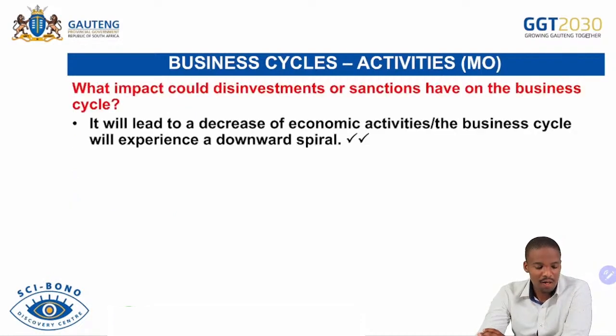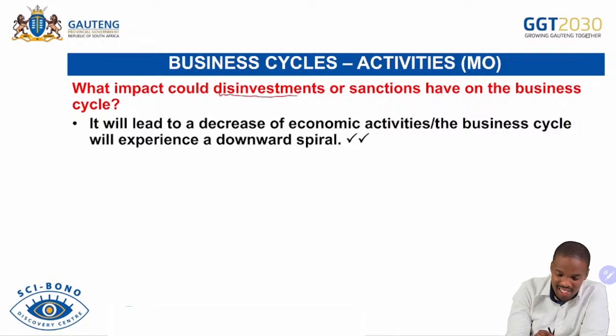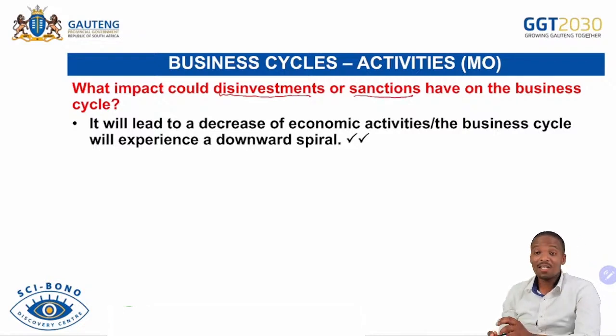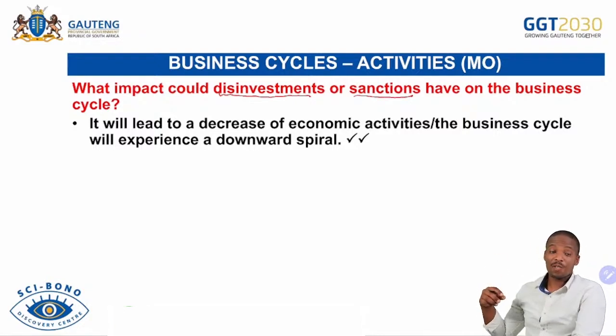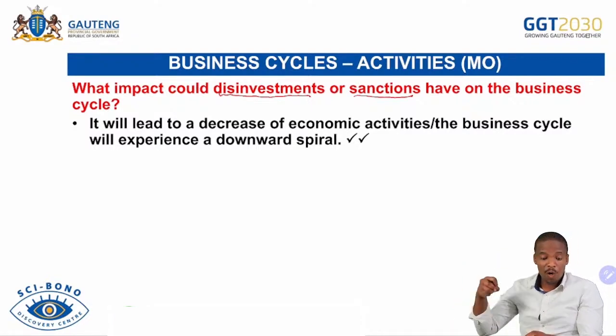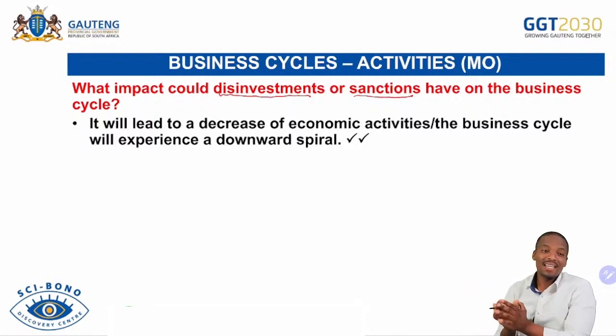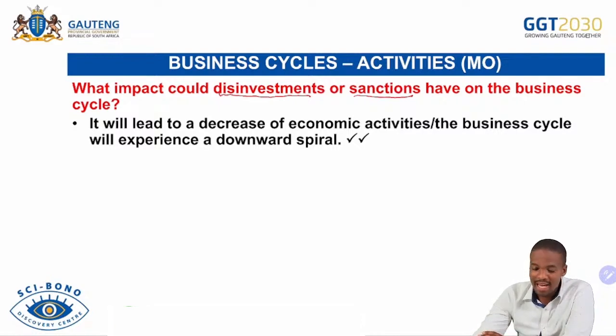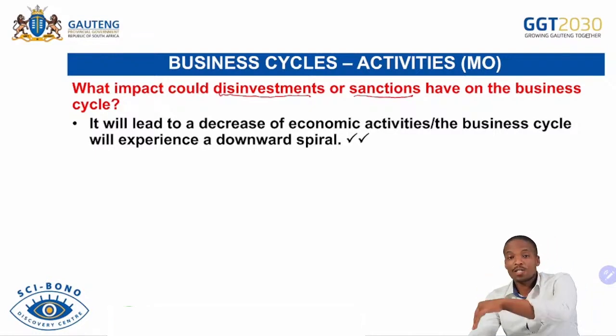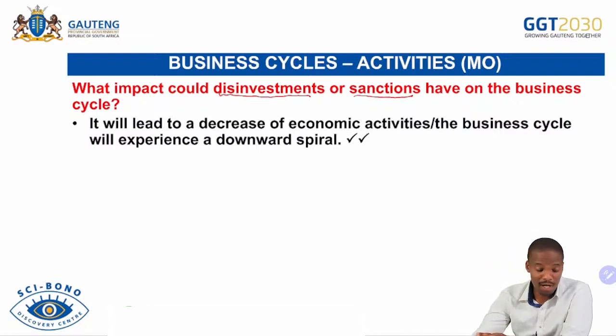And this one, the long question, the middle order question, says, what impact could disinvestment or sanctions have on the business cycle? It is very important for you to understand the terms, economics learners. Disinvestment, we know, is the withdrawal of investment. We would expect that foreign investors would invest in South Africa. But now if they withdraw their investment, or if a certain country sanctions South Africa, or blocks us from trading with them, what impact could that have on the business cycle? The first one says it will lead to a decrease of economic activities. The business cycle will experience a downward spiral because now there's a withdrawal of investment.